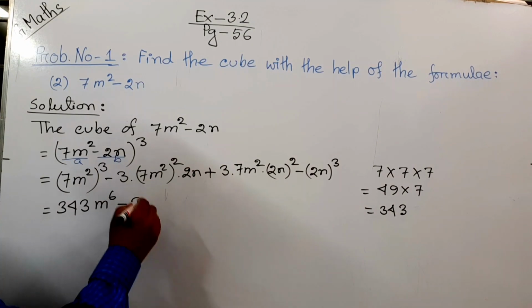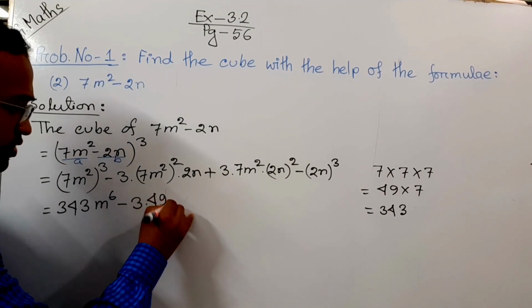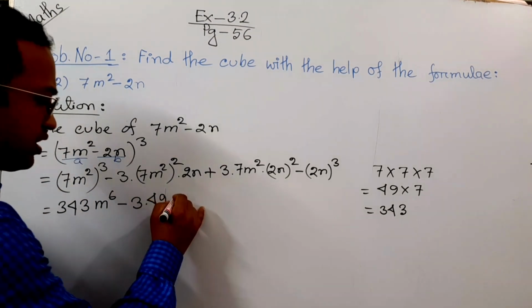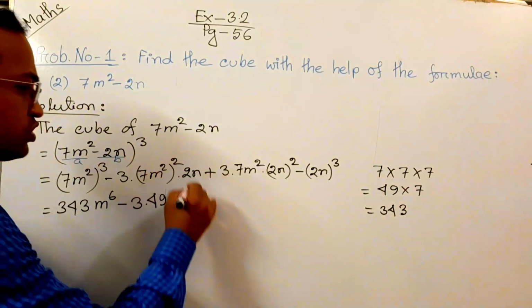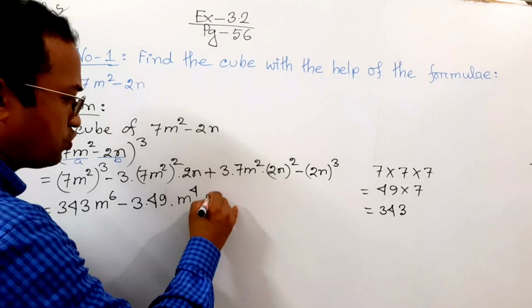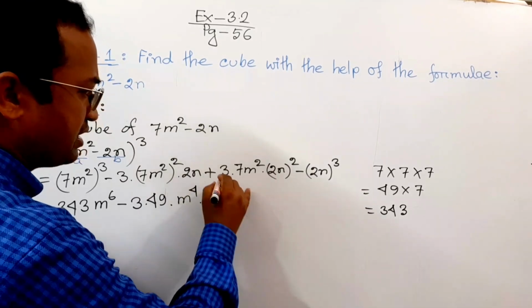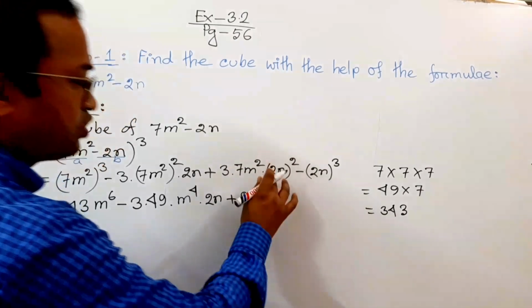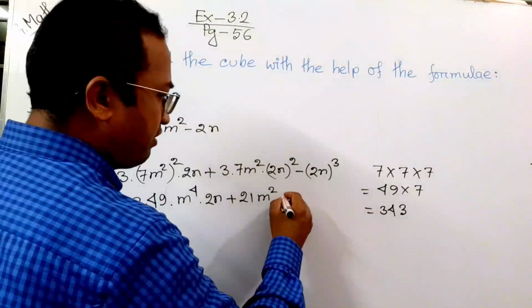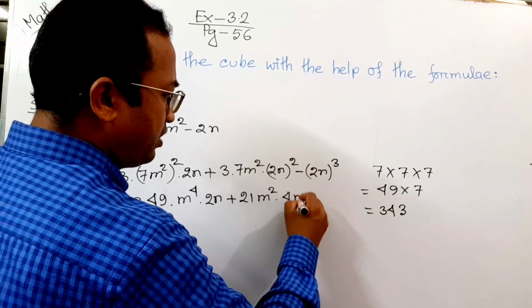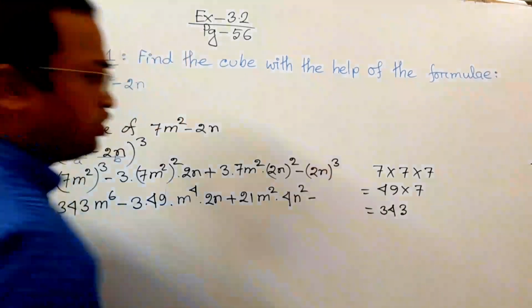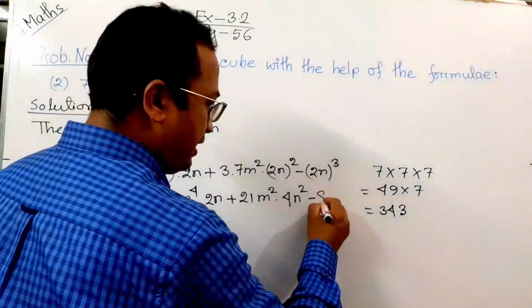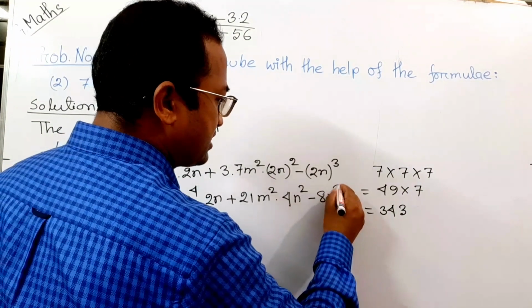7 square, that is 49, then m square whole square, power of power will be multiplied, 2 2s are 4, into 2n, plus 3 7s are 21 m square and 2 square, it will be 4 n square, minus 2 whole cube. 2 whole cube is 8 and n cube, that is n cube.